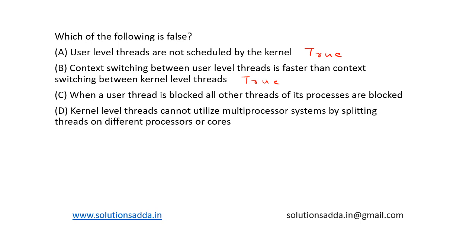Option C. When a user thread is blocked, all other threads of the process are blocked. This is also true. When a user level thread is blocked, all other threads of its process are blocked. Now, kernel level threads cannot utilize multiprocessor system by splitting threads on different processors or cores. This is actually false. Kernel level threads can actually utilize multiprocessor system by splitting threads on different processors or cores. So this is false. And based on the question, we are asked to identify which of the following is false. Option D would be the correct answer here.